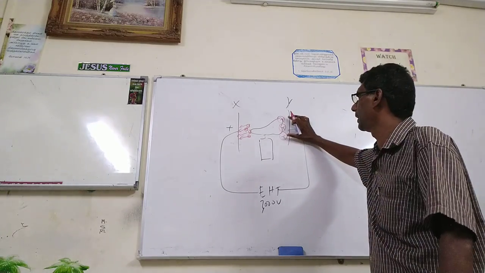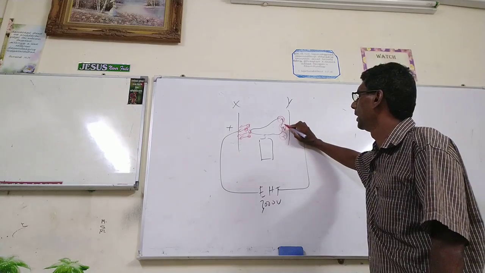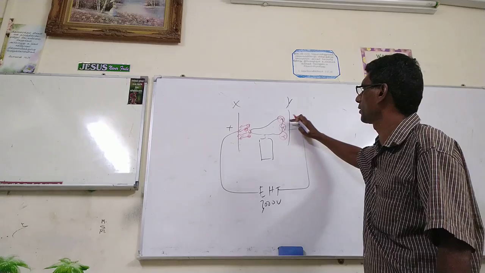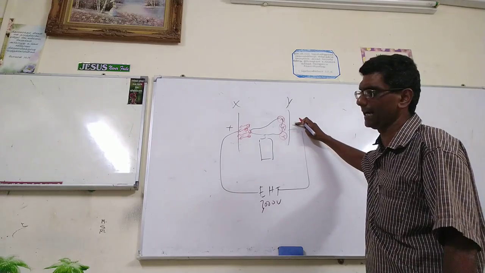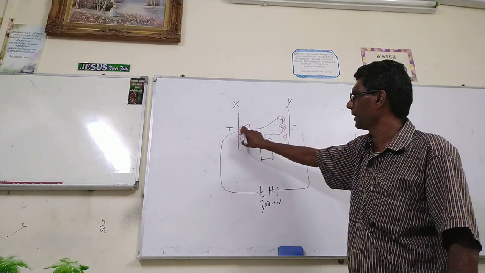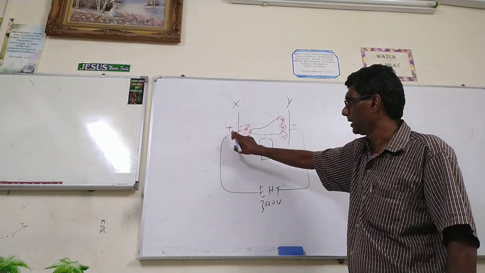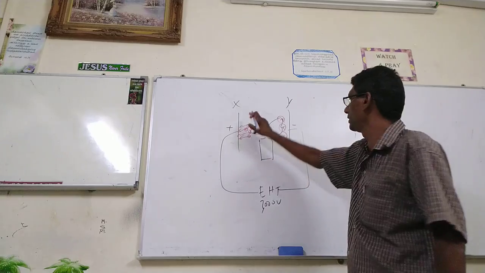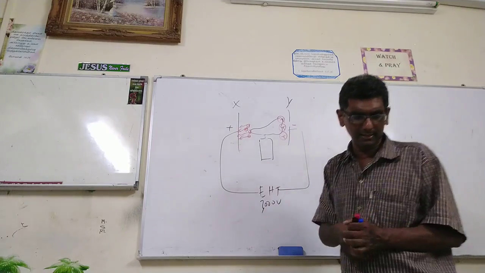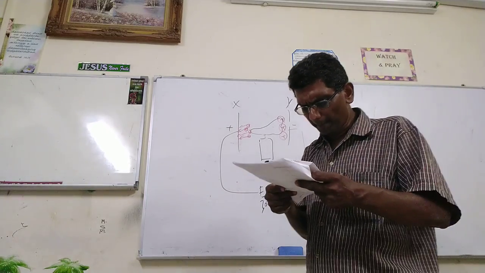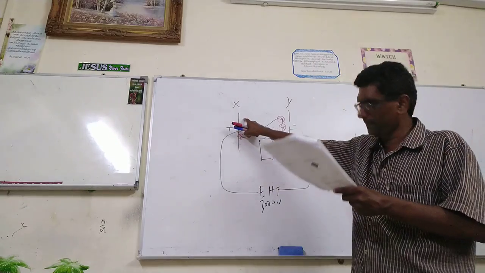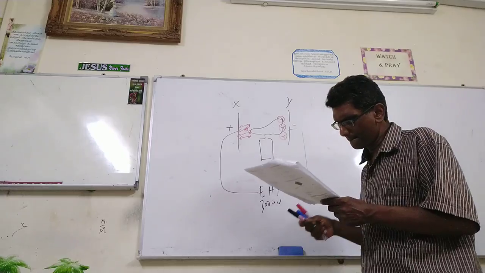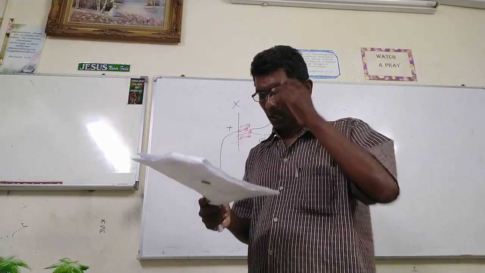Positive ions are attracted to the negative plate, and negative ions are attracted to the positive plate. But negative ions are smaller in size, so they move very fast. So the answer is A: X is the positive plate, Y is the negative plate. Now question 36.